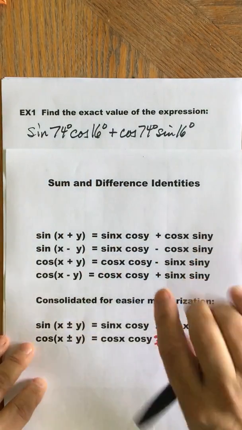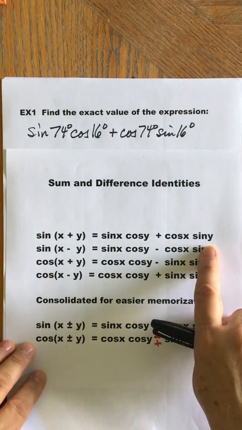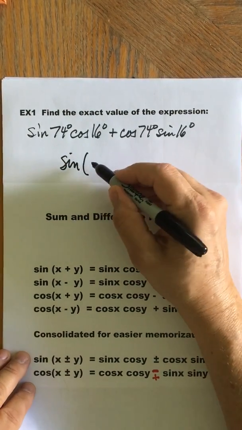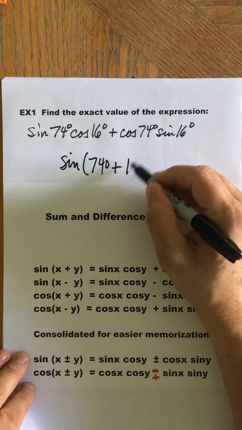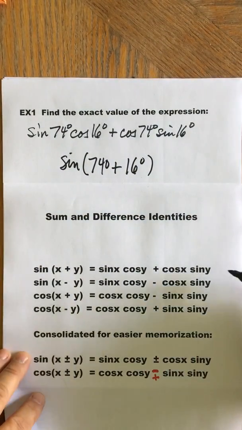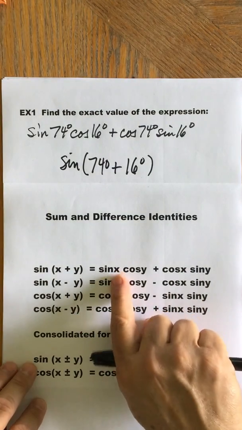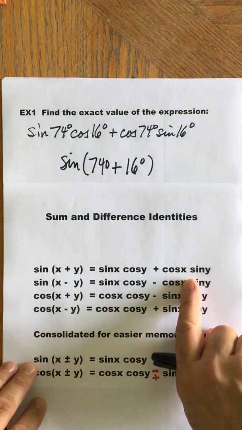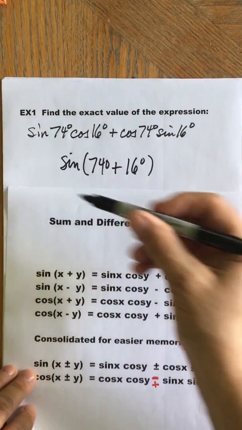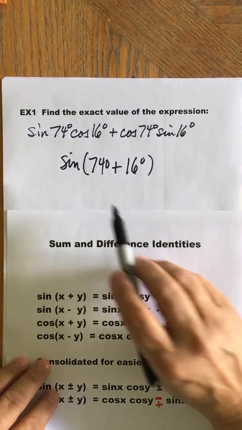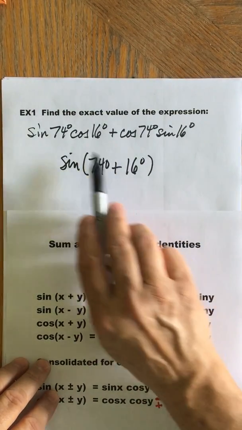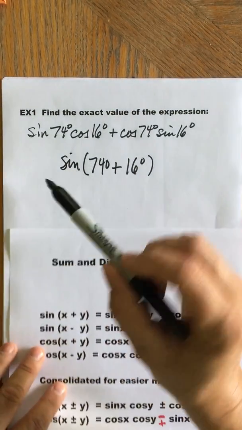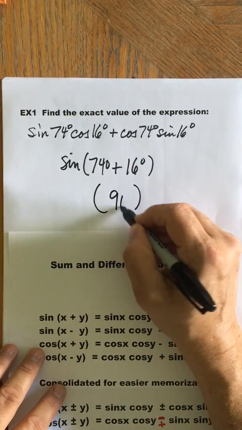So essentially what I have over here on this side, I want to make it look like this. So this is going to be sine of 74 degrees plus 16 degrees. So I'm basically using this going this way, where the 74 is here, the 16 is here, 74 is here, 16 is there, and 74 there, 16 there. So we're going this way. Now all I have to do is add these angles because all of this is exactly the same as taking the sine of the sum of these two angles. So I'm just going to add these two angles and I'll get 90 degrees.